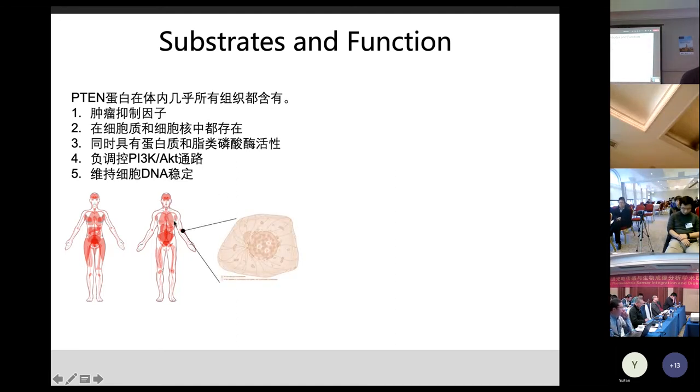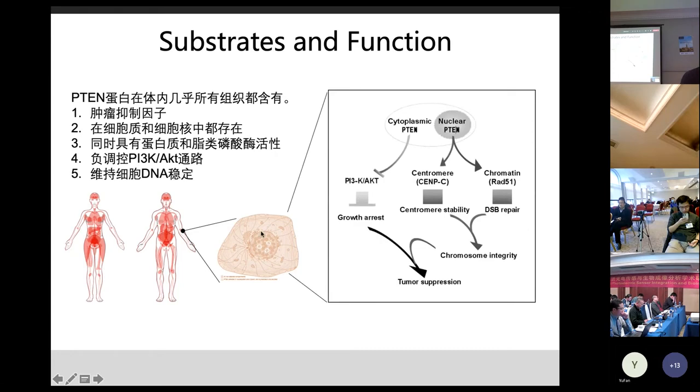So in humans, this is one of the cells. These cells from the human body can also be divided into cytoplasmic and nucleus. And PTEN appears in both locations. In the cytoplasm, it negatively regulates the PI3K signaling pathway. And in the nucleus, it can also function differently, with many functions such as chromosome integrity and tumor suppression.